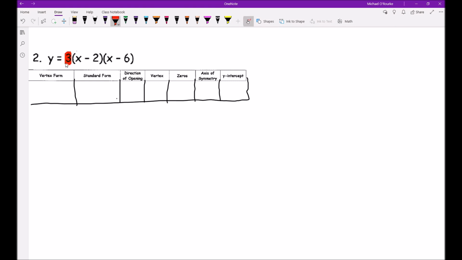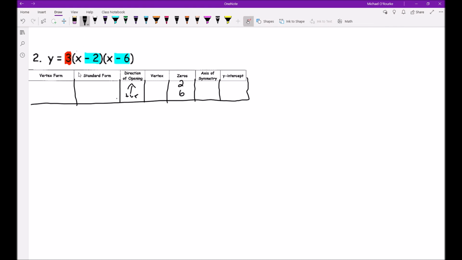So our leading value here is +3. So what's that tell me about the direction of opening? Is it up or down? Up. Good. Right, because it's positive. And what's our zeros in this case? Our zeros come from here. Here's 2 and 6. Good. So that's what we can get from this easily. We could do some work to get other parts, but we're not going to.